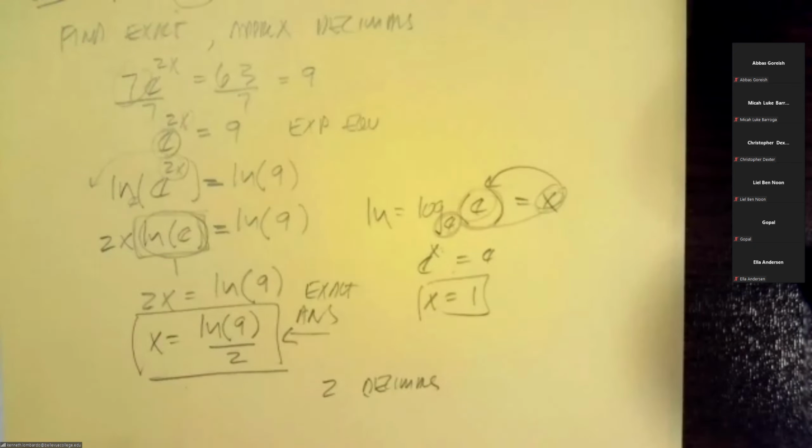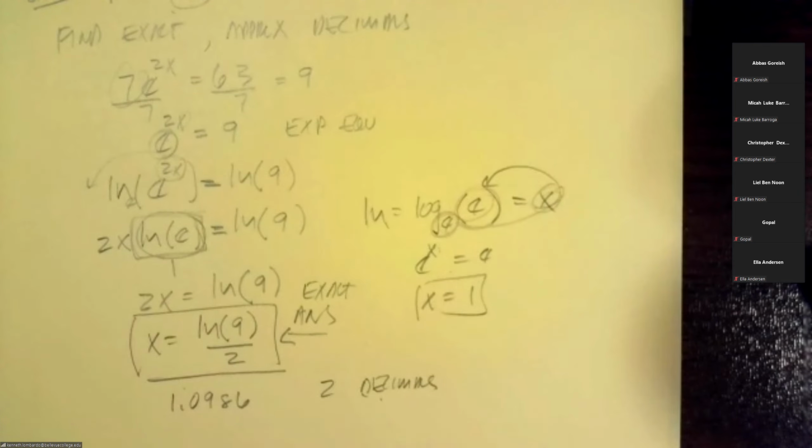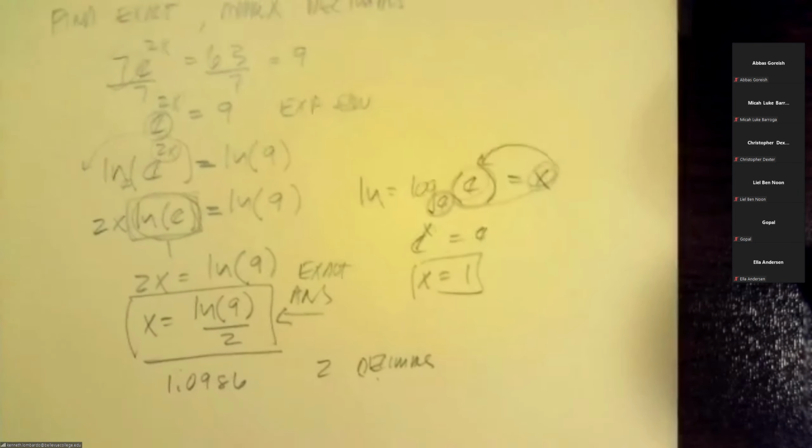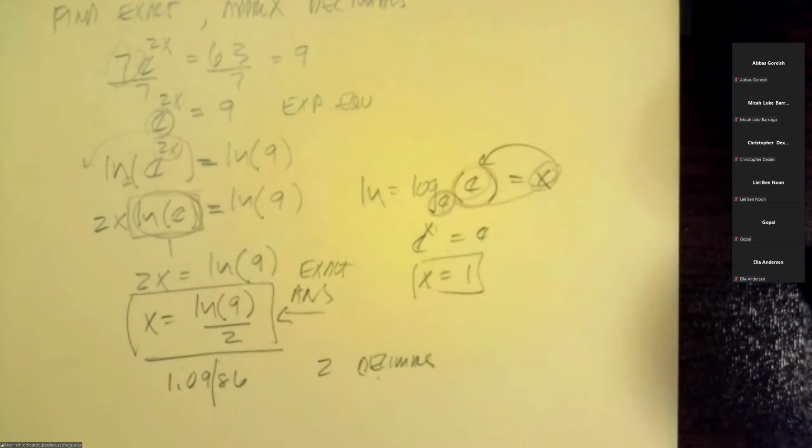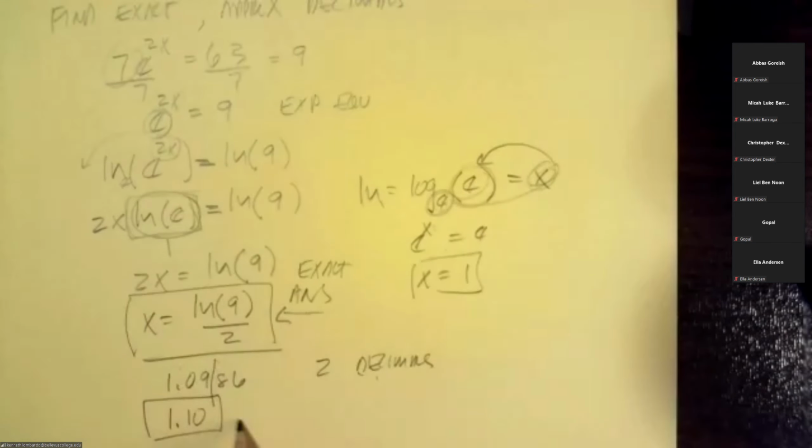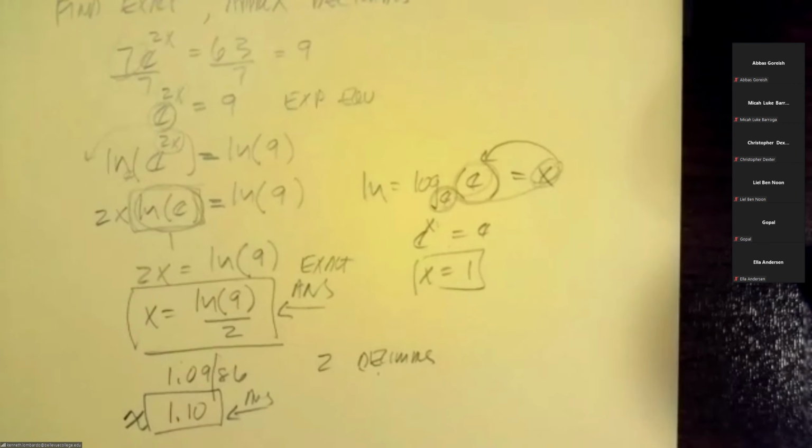I got 1.0986. And if I take that to 2 decimals, I want to round it to 2 decimals. What am I going to get? 1.1. 1.10. Okay. So this would be the approximate answer, 1.10, rounded to 2 decimals. That making sense to everybody? Questions on that at all?